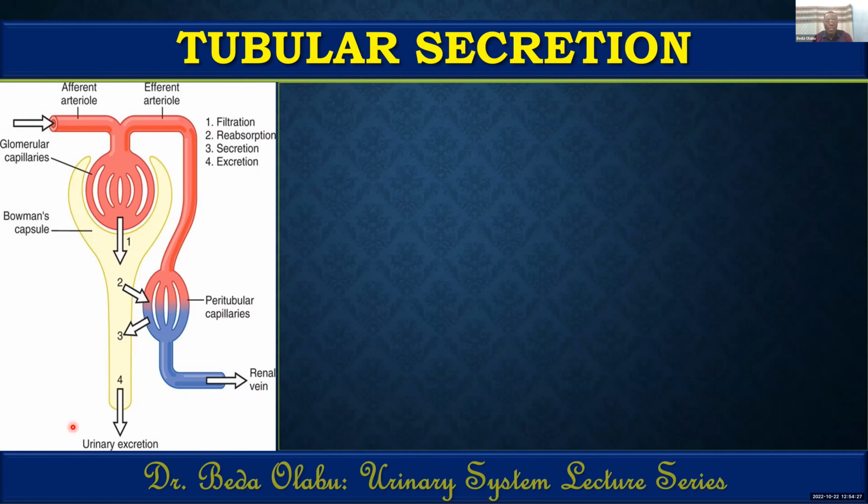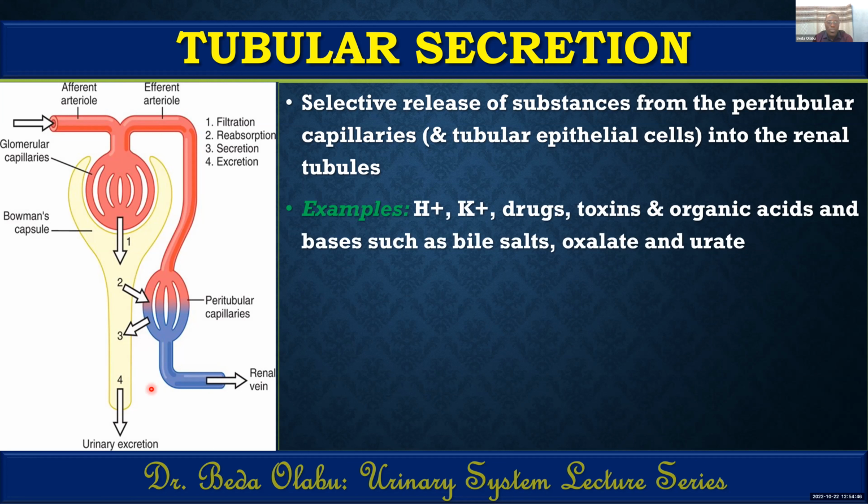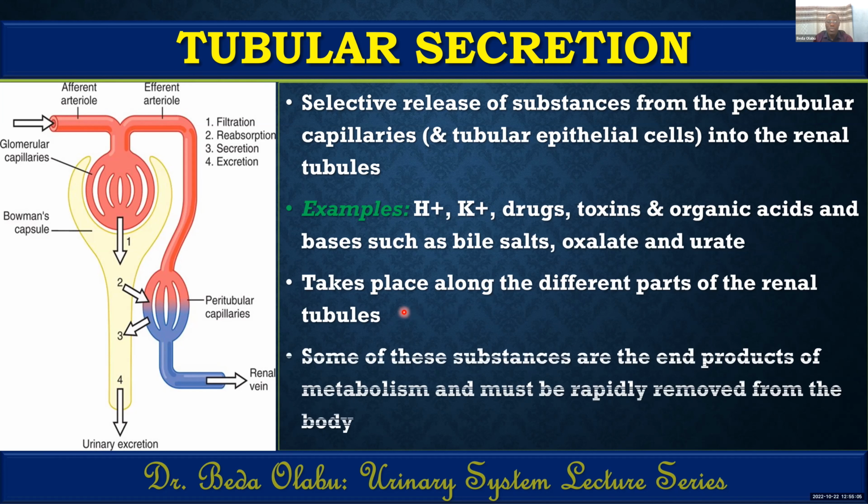Now I want us to talk about the third mechanism, and this is tubular secretion. Tubular secretion is a selective release of substances from the peritubular capillaries into the renal tubules. Examples of things which undergo tubular secretion are hydrogen, potassium, drugs, toxins, organic acids, organic bases, bile salts, oxalate and urate, and a lot of substances. Now, tubular secretion occurs along different parts of the renal tubules, although again, we know that most of them may actually just occur still at the PCT.